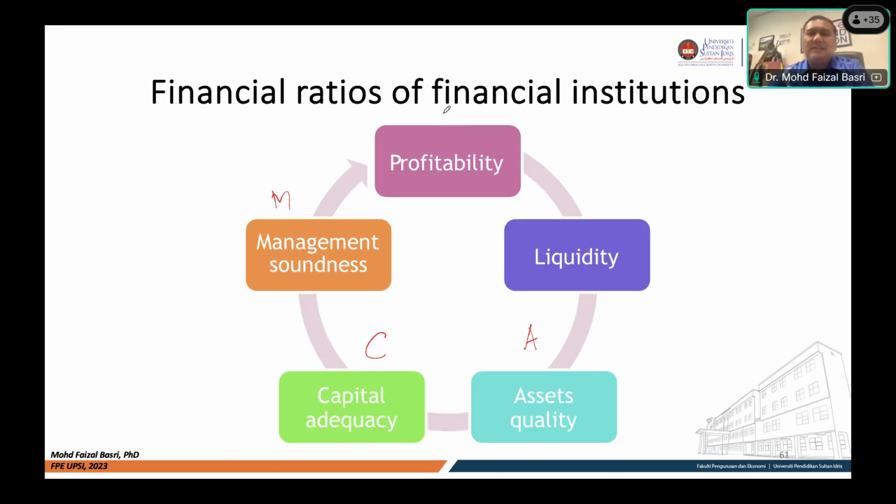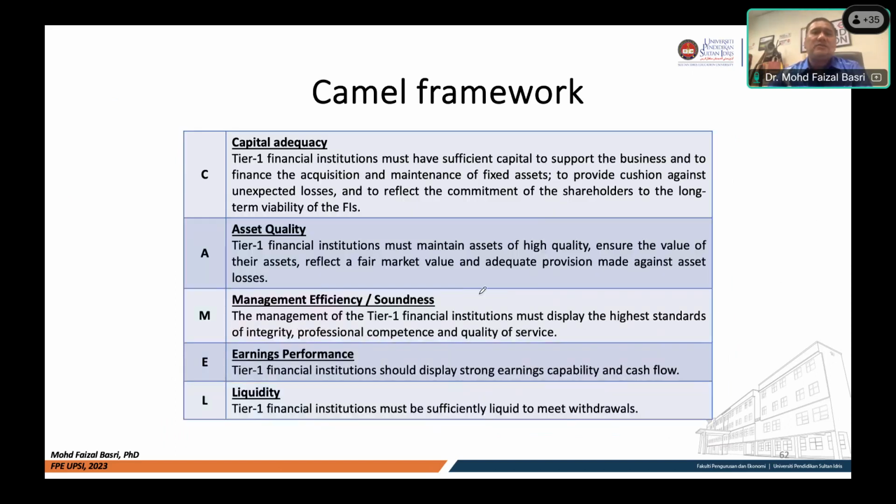So what is E? E is the earnings. So E is earnings, profitability, and this is liquidity. So C, A, M, E, L. So it's not in sequence, but that's the CAMEL framework. So capital adequacy, asset quality, the management, the earnings performance, the profitability just now, and also the liquidity.